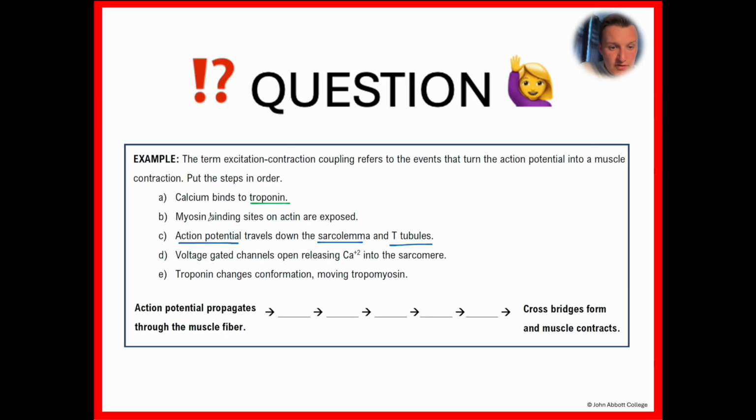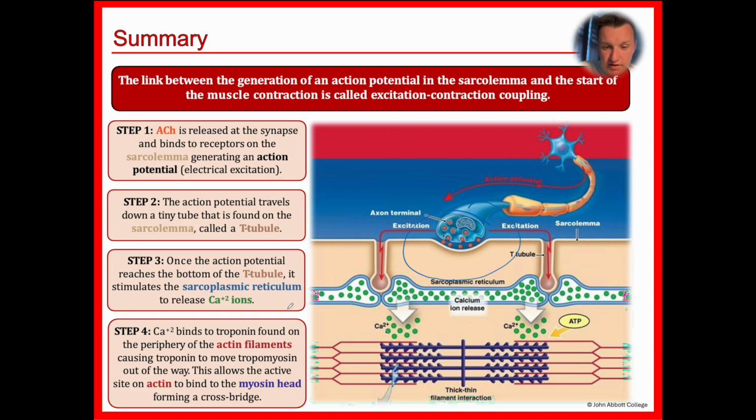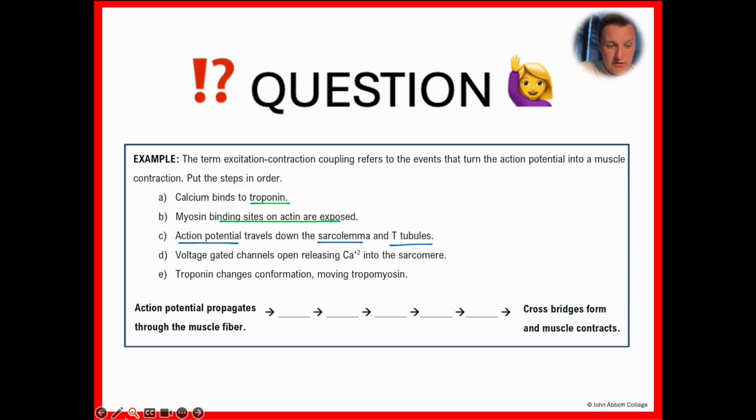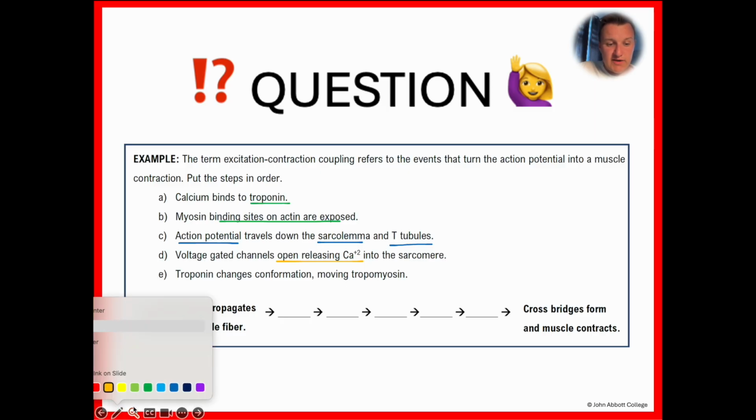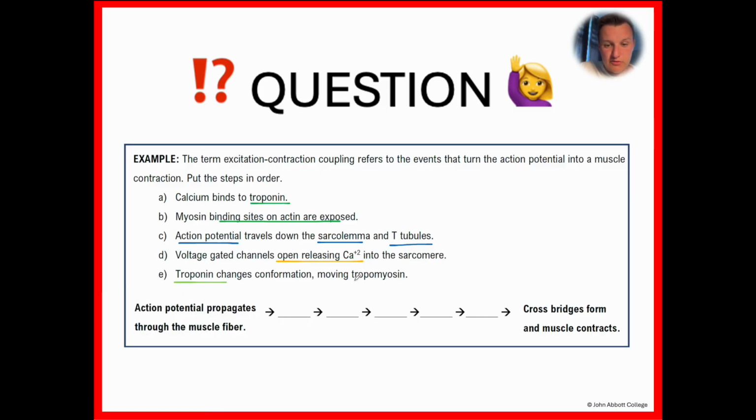So troponin, here it says the myosin binding sites on actin are exposed. That also has to do with the troponin situation. Voltage gated channels open, releasing calcium into the sarcomere. That's this over here, right? Remember the calcium that gets released? So that happens actually a step before the troponin and all of that. So this actually, I'm going to go and put in a different color. Troponin changes conformation and moves the tropomyosin. This has to do with the troponin and the tropomyosin.